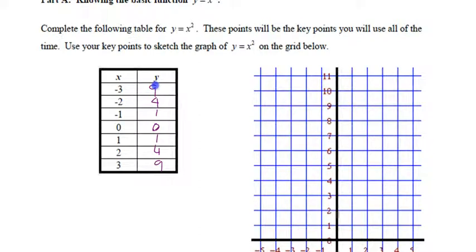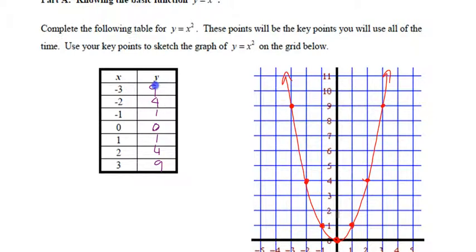So we have negative 3, 9. Let's use a different color. Let's get the red out. We have negative 2, 4. We have negative 1, 1. We have 0, 0. 1, 1, 2, 4, 3, 9. And we join those, and then what do we do? We draw an arrow to indicate that this keeps going forever. And there's your basic y equals x squared, right?